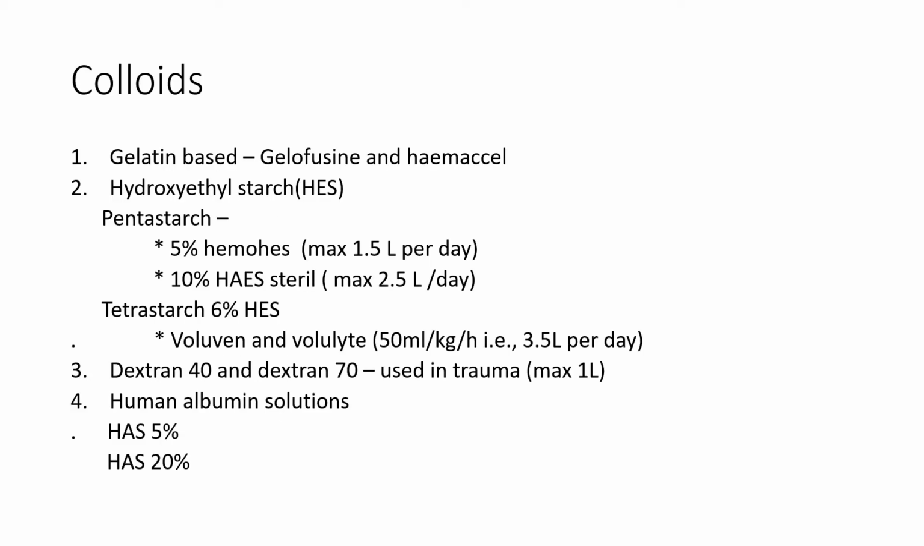Coming to colloids, as we discussed before, we have gelatin-based colloids like Gelofusine and Haemaccel, and hydroxyethyl starch, which is plant-based. Again, based on the C2 to C6 ratio, we have pentastarches, tetrastarches, and hetastarch, which is a higher molecular weight, higher generation hydroxyethyl starch.